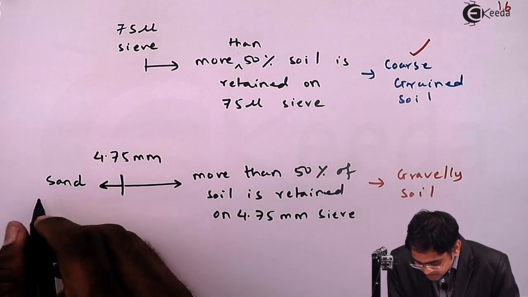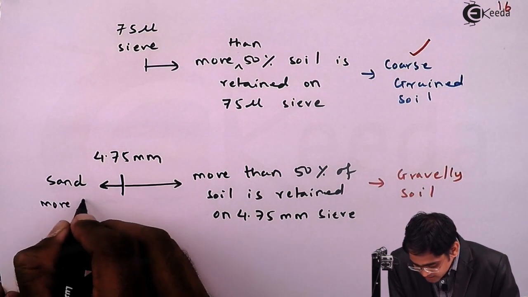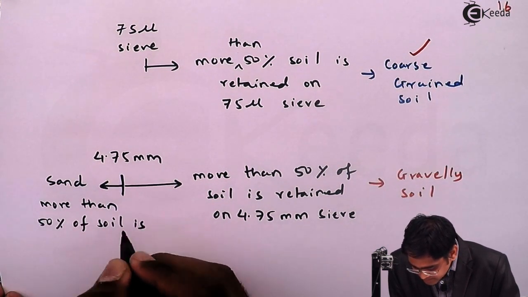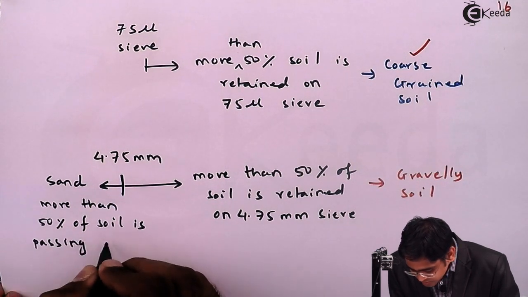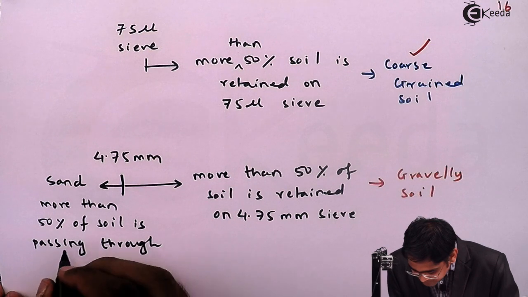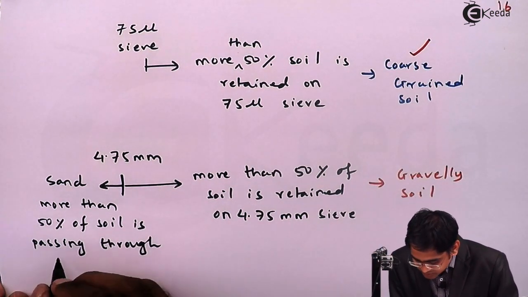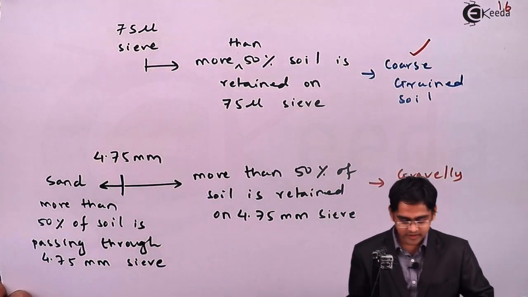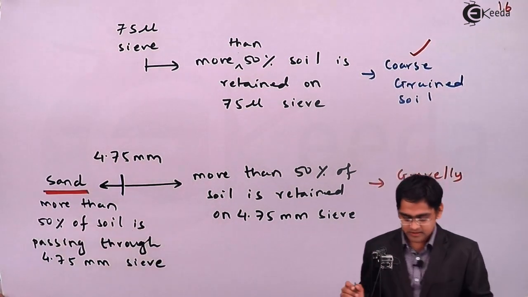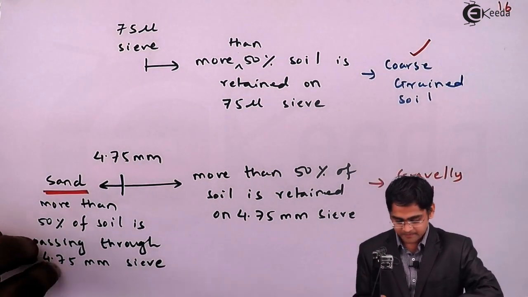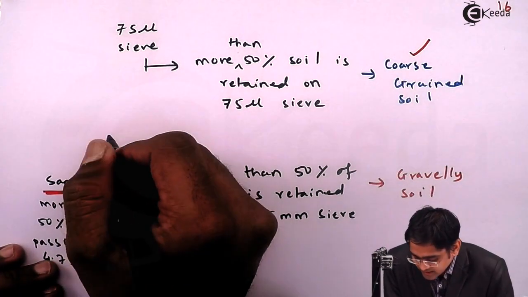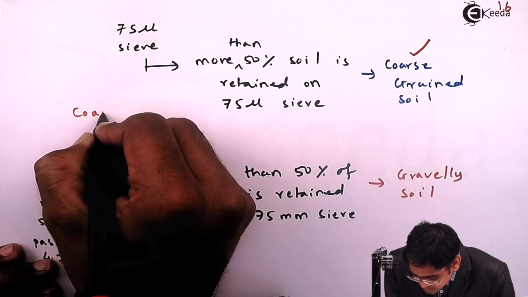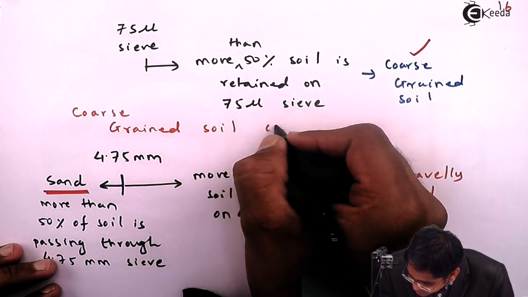So here more than 50% of soil is passing through, here it is retained, here it is passing through the 4.75 mm sieve. Then you'll tell that it is a sand. So this is the coarse-grained soil classification.